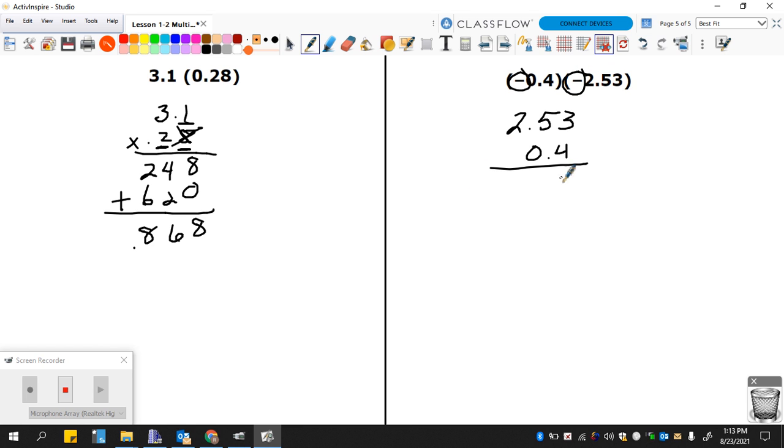4 times 3 is 12, carry the 1. 4 times 5 is 20, plus 1 is 21, carry the 2. 4 times 2 is 8, plus 2 is 10. Let's count how many numbers we have after the decimal point. We have 1, 2, 3 numbers after the decimal point. So start at the end, come over 1, 2, 3, and our answer is 1.012.